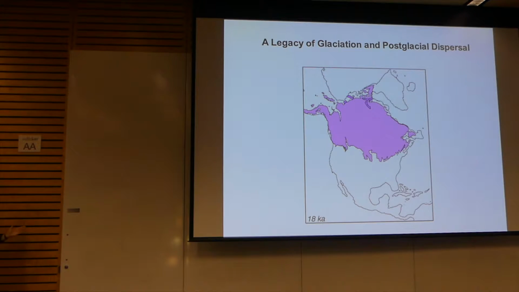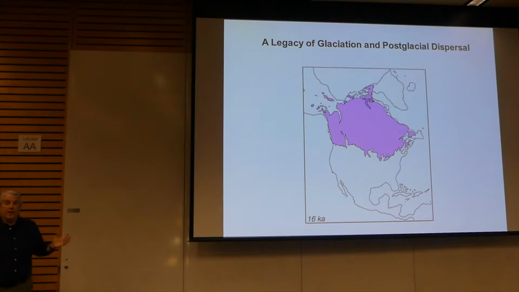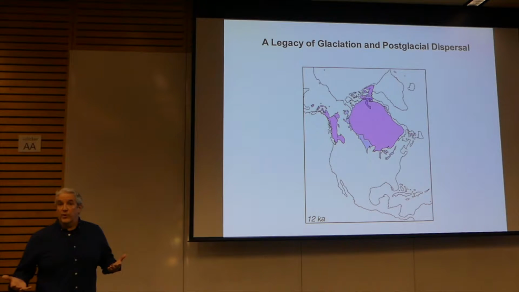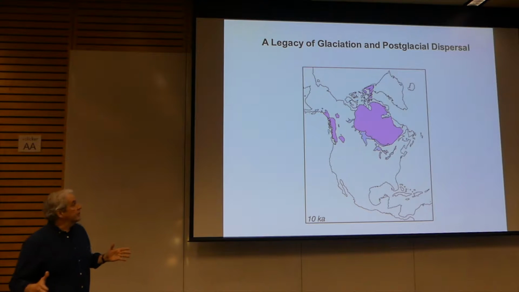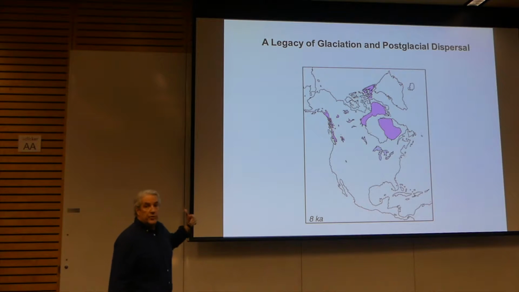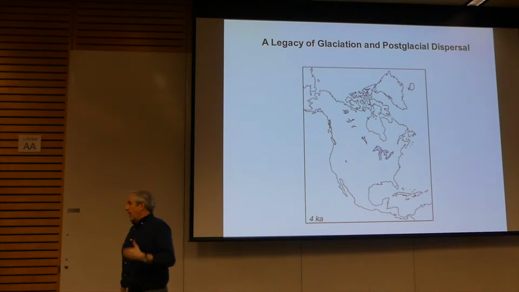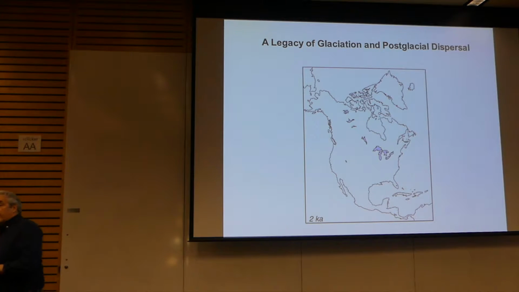The generally depauperate nature of our fauna in Canada and in British Columbia is a legacy of glaciation, destruction of freshwater habitat, elimination of populations, and the vagaries of post-glacial colonization after that. And this simulation is simply showing at the height of the last Wisconsin glaciation how all the freshwater habitat was obliterated.